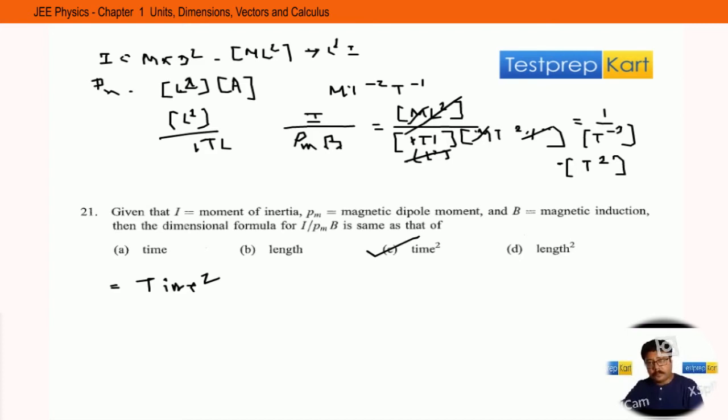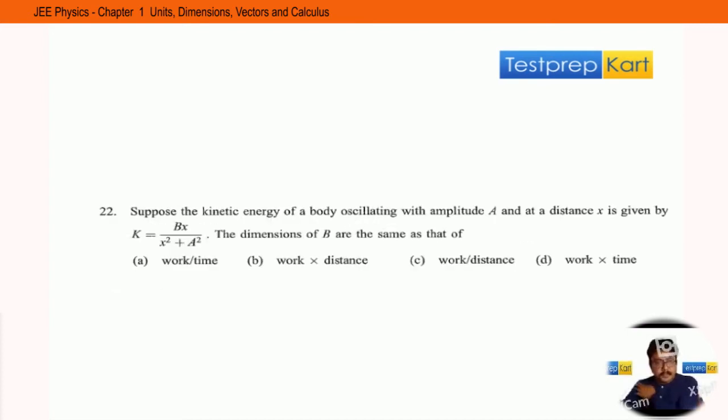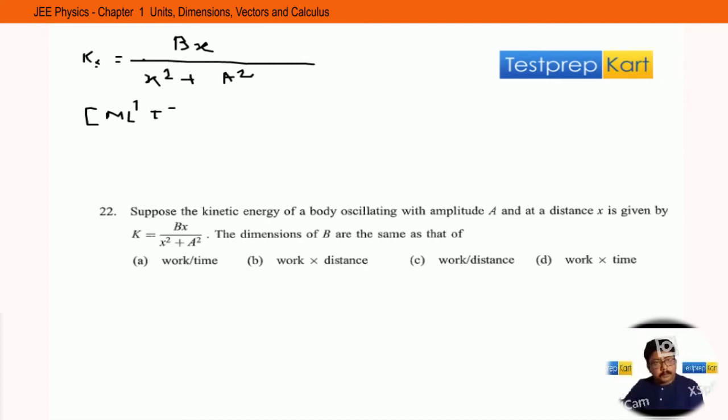Now, we are coming with a very wonderful question. Suppose the kinetic energy of a body oscillating with an amplitude A and at a distance x is given by K equals to B x by x square plus a square. So you need to find out the dimensions of B are the same as that of. So here the kinetic energy is written as B x by x square plus a square. What is the dimensions of the kinetic energy? M L square T to the power negative 2.